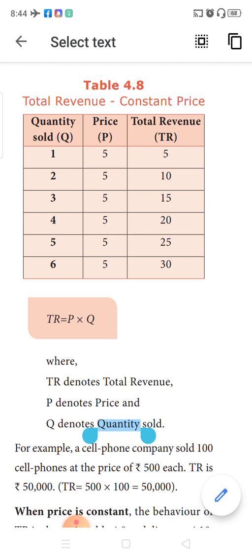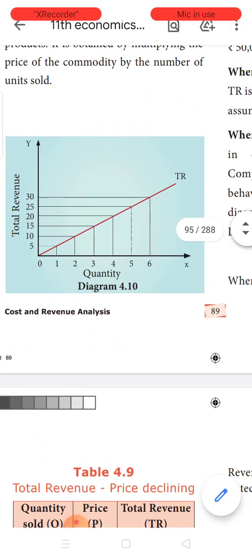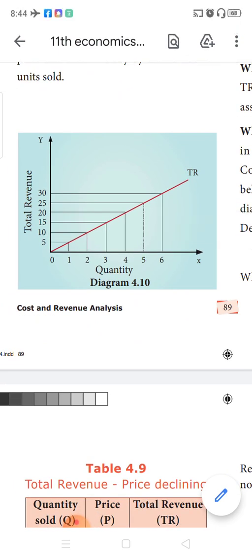Now, with the help of the quantity, you can draw the total revenue curve. Look at this curve. On the x-axis we have taken the quantity sold, and on the y-axis we are taking total revenue. When 1 unit is sold, the total revenue received is 5. 2 units, 10. 3 units, 15. 4 units, 20. Now look at the relationship between these two variables. What sort of relationship is this? A positive relationship or a direct relationship, which means when one variable is increasing, the other variable is also increasing. When both variables travel in the same direction, the curve will be an upward sloping curve.